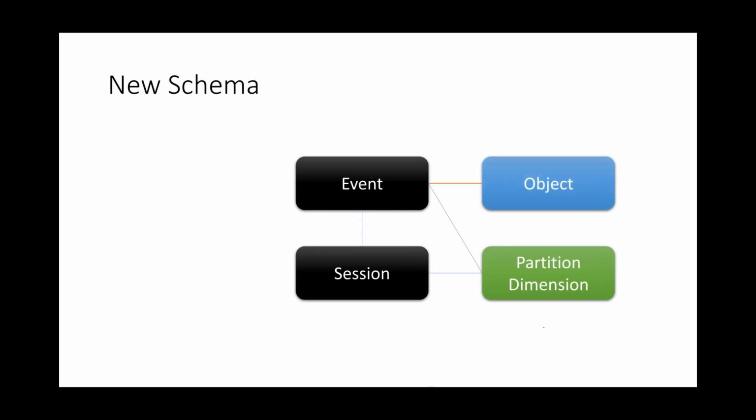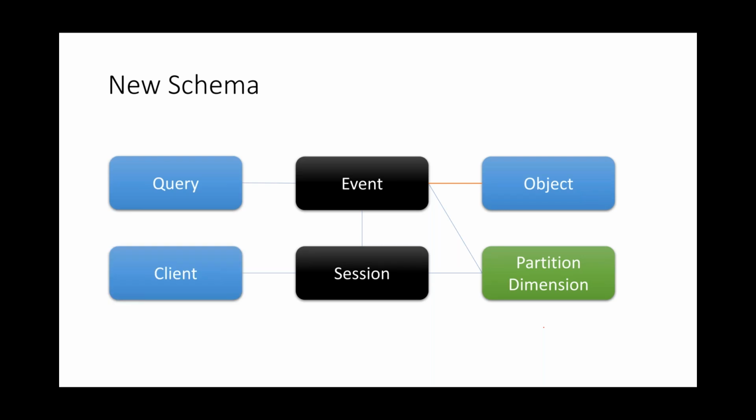Event references an external object table. Event references the external query table, and session and event reference the client table. So there's a line missing. There's also a reference here. We added that to remove the need to join with session.